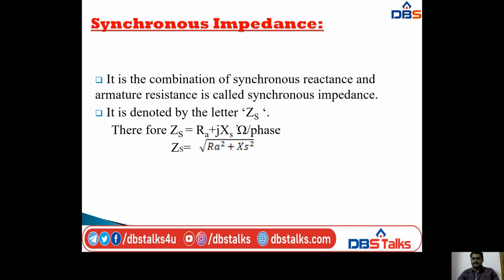Therefore Zs is equal to, we know already, impedance is the combination of resistance and reactance. So here the synchronous impedance is the combination of armature resistance, Ra, and synchronous reactance Xs, ohms per phase. The real part is resistance and the imaginary part is reactance. So Zs is equal to the root of Ra squared plus Xs squared. This is the synchronous impedance definition and formula.